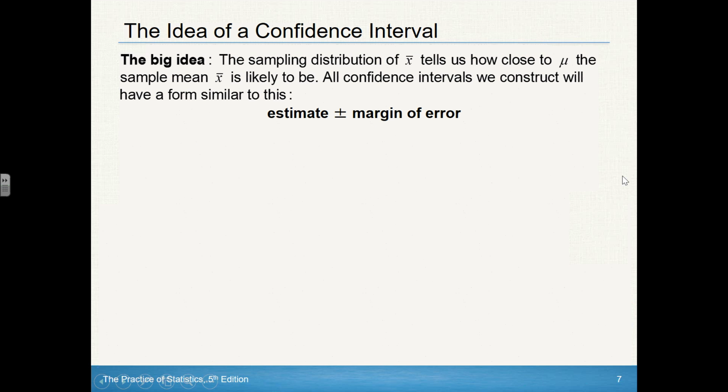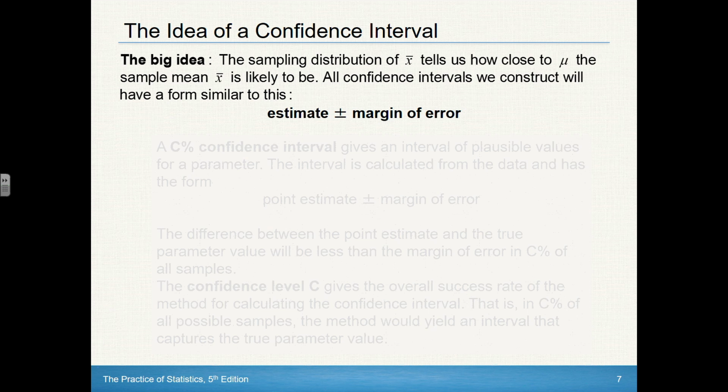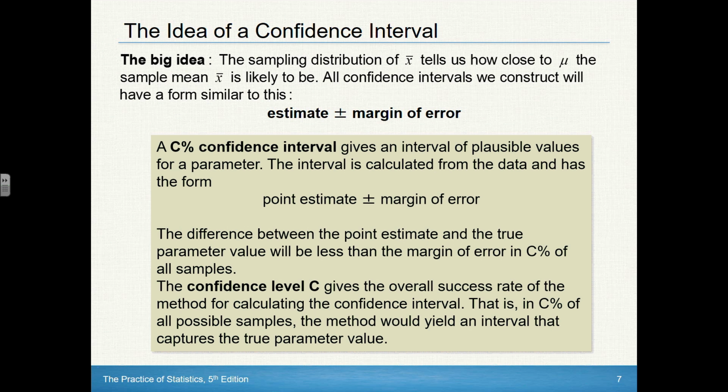So the big idea of what we're doing when we construct these confidence intervals is we're starting with some point estimate, and again, that estimate is either x bar or p hat, and then we're adding and subtracting the margin of error, so how much we think we need to go out in either direction to be pretty confident that we're containing the true mean or the true proportion.